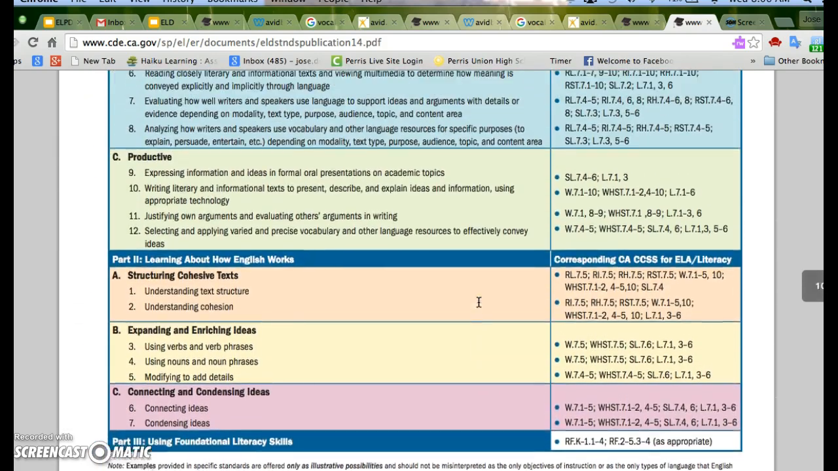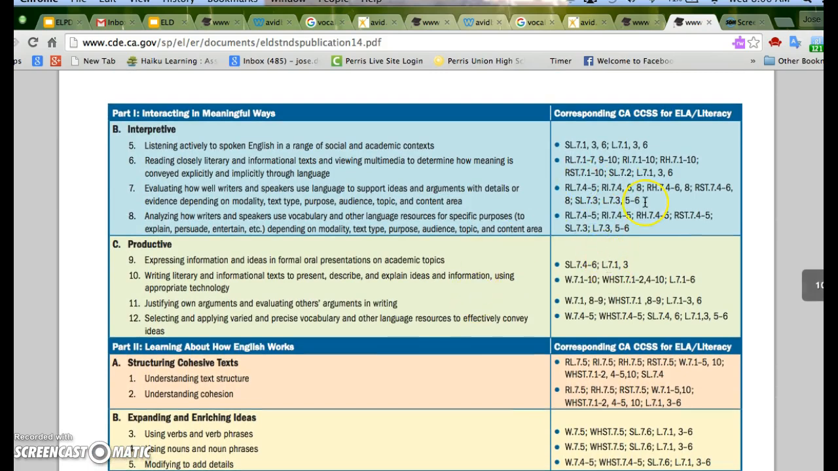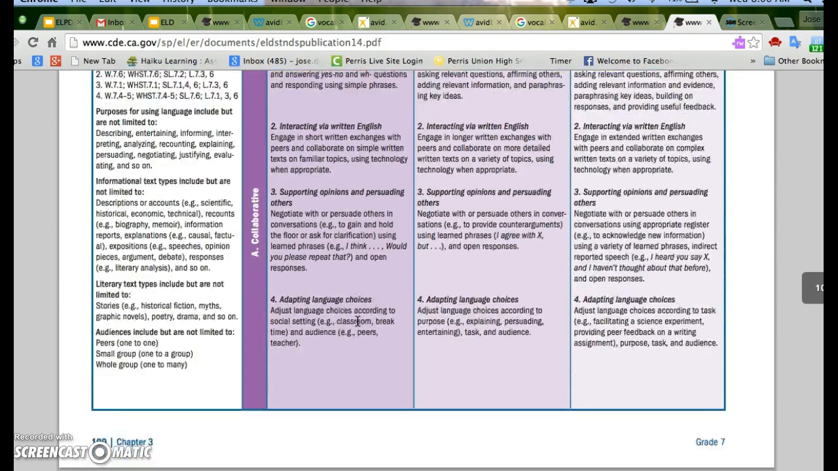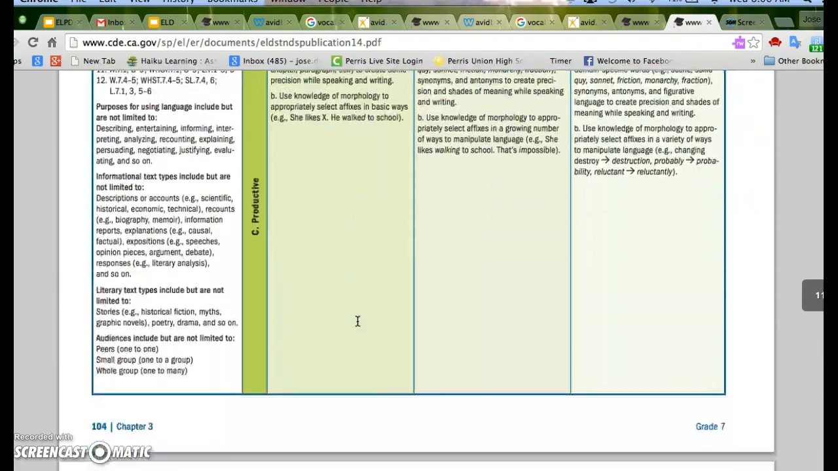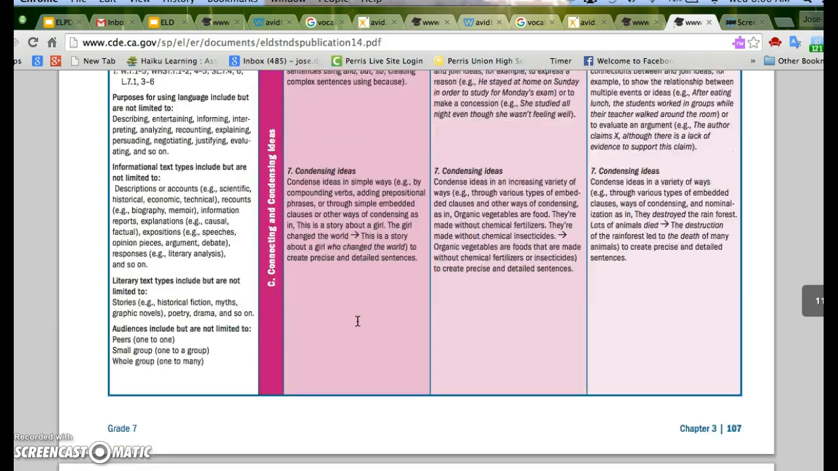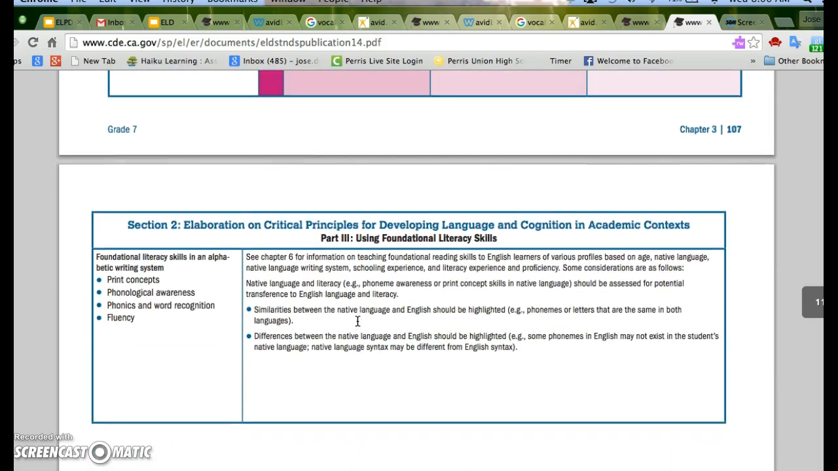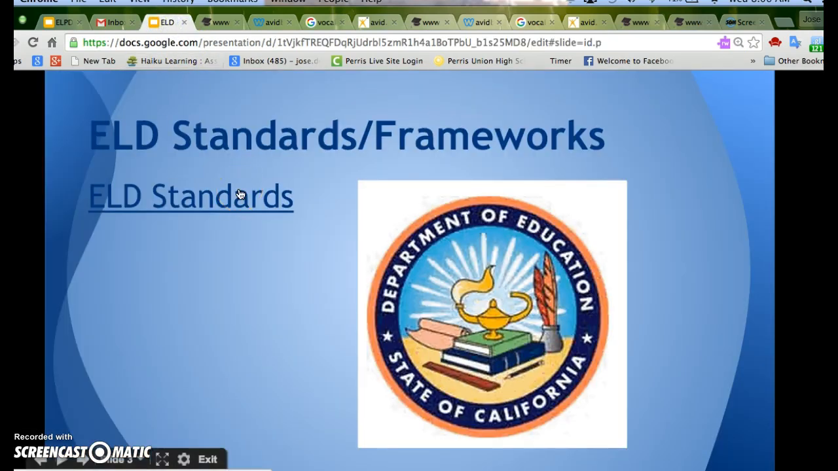And these are all connected or correspond to the California Common Core Standards for ELA, and you can see how they're corresponding here. And that's pretty much how the ELD standards are broken up. You have your part 3, which is for ELs 1s and 2s, which is foundational skills, and that's way down here. And you can refer to this document to see what ELs 1 and 2 need to be focusing on. There you go. That was your review of the ELD standards. Feel free to take a look at that. You also received a link to those from Mr. Tippy last week.